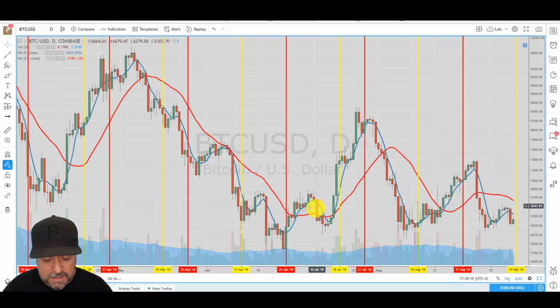As far as the day of the expiration, this was green back here in April. We've got red here in May, red in June, green in July, and green in August. So the day of could be up or down, but really what I think is more consistent is what happens before and after.